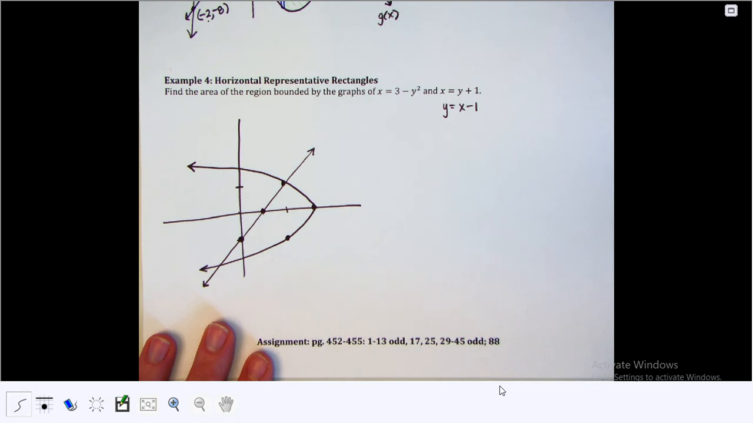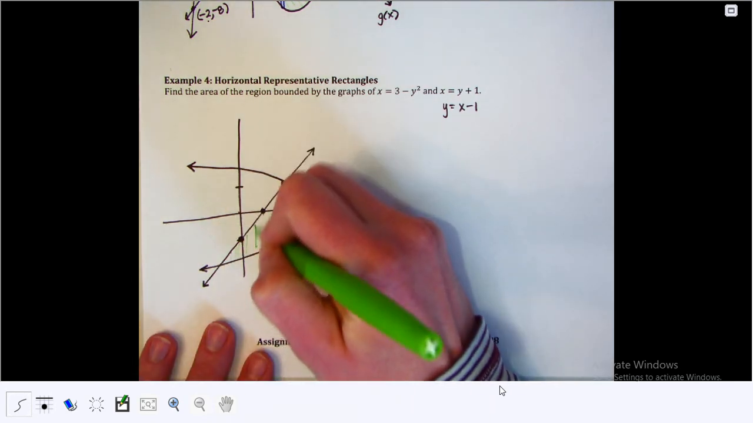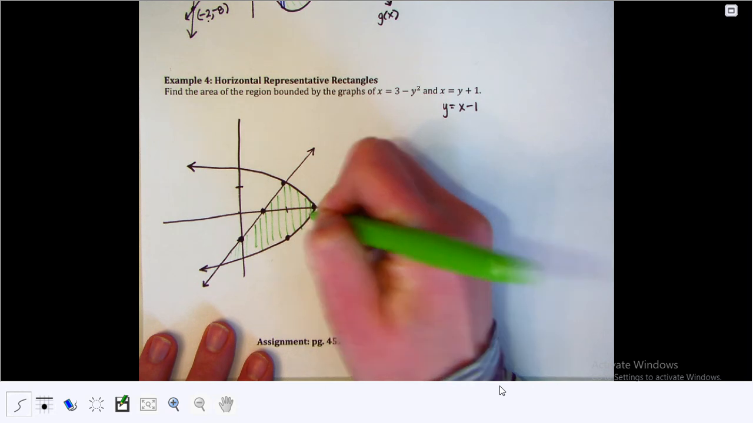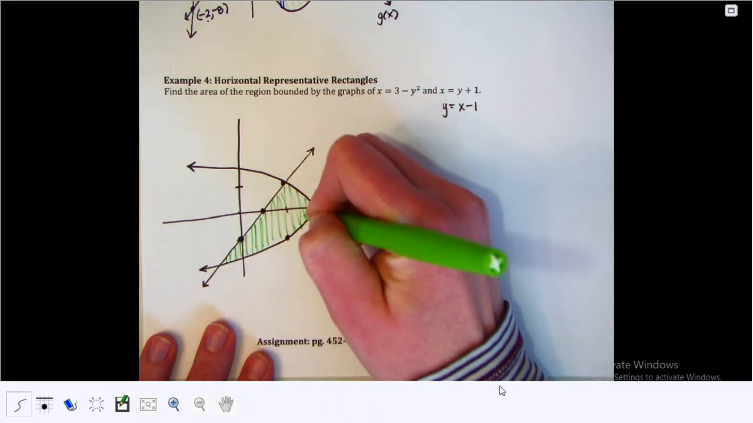Here, you would need to work through this on your own in terms of the intersection points. I want to know, hopefully you can see that the area that I'm trying to compute would be this piece right here. That would be the area bounded by those two curves.